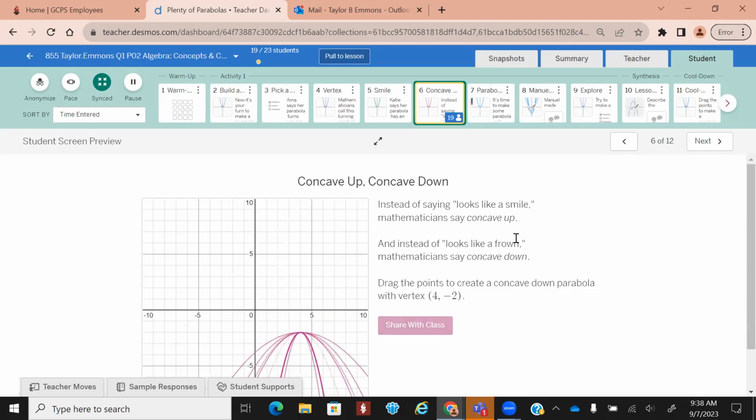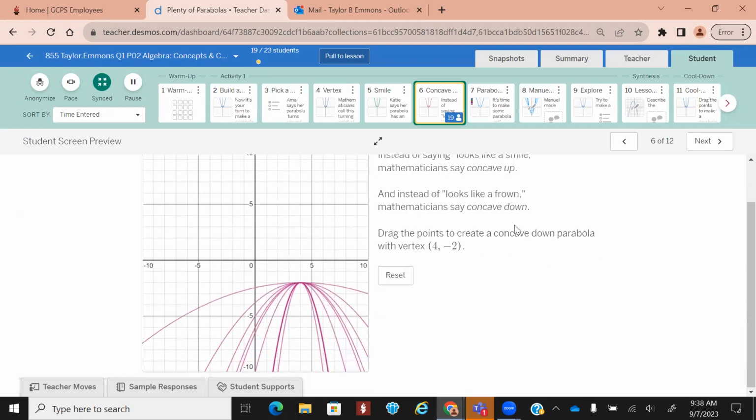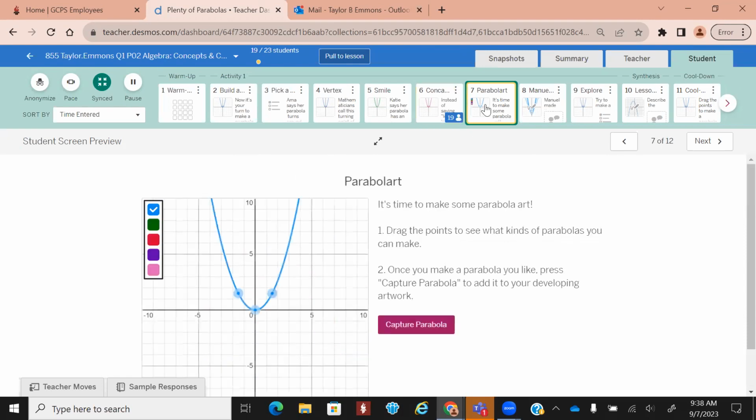Ta-da! Okay, so y'all got very similar things. All right, on slide 7, it's time to make some parabola art. This was actually pretty cool in our last class. We had some cool things.